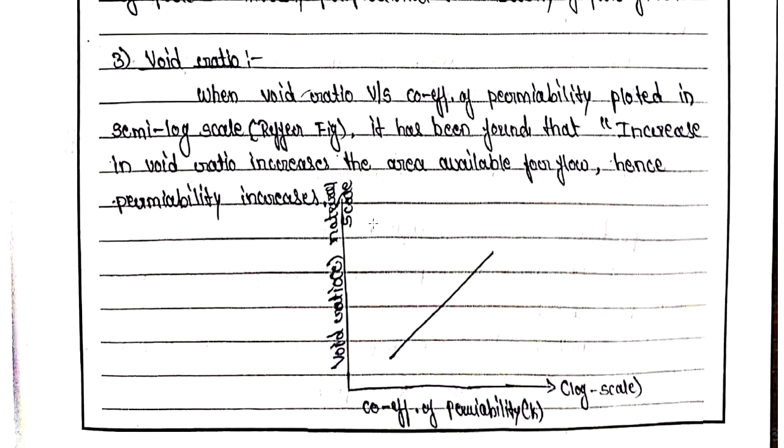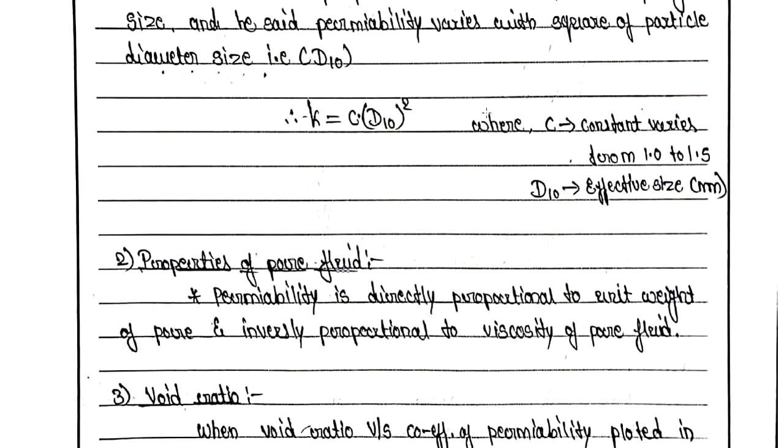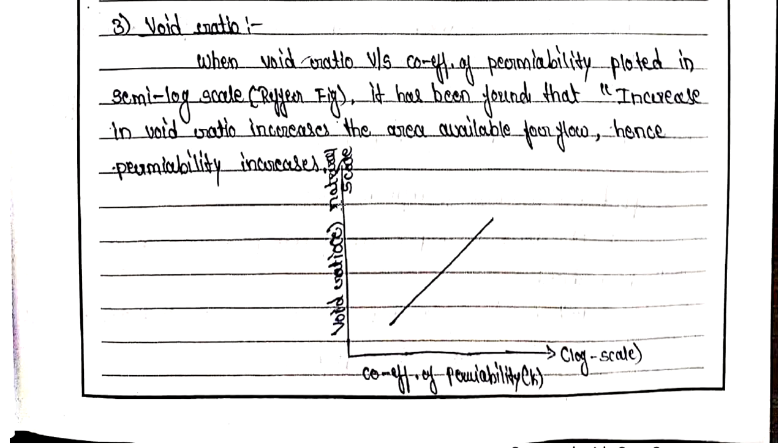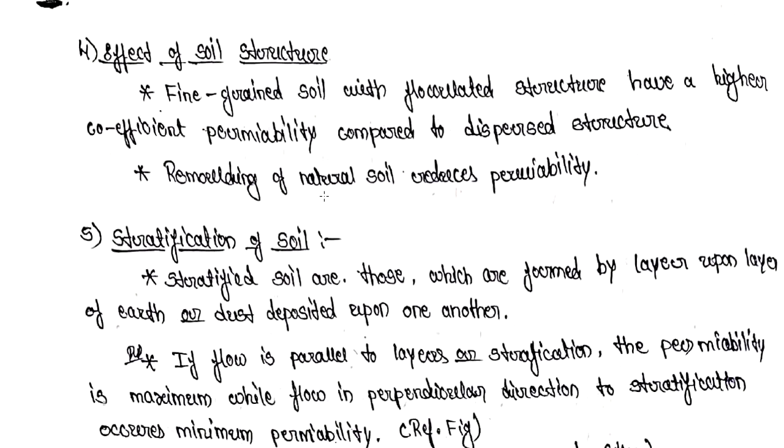Remember, while writing in the exams also, you have to write this type of formulas as well as this type of graph. Sometimes they have given 'explain the factors affecting permeability' for 8 marks, and sometimes for 10 marks. Next one, effect of soil structure.